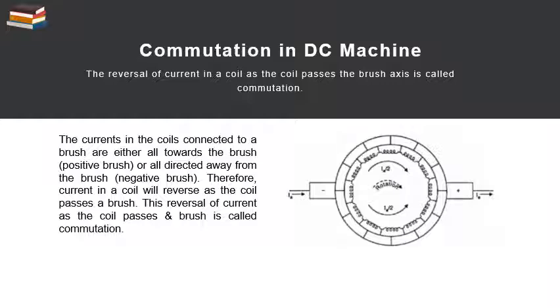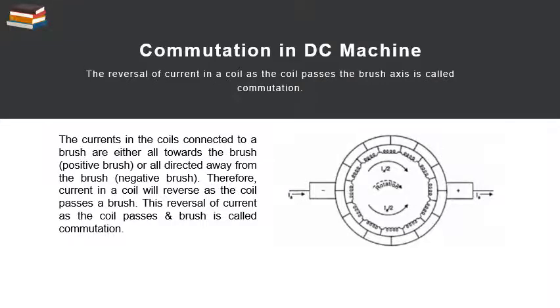So the currents in the coils connected to the brushes are either all directed towards the brush, meaning positive brush, or all directed away from the brush, meaning negative brush. Therefore, current in a coil will be reversed as the coil passes a brush. This reversal of the current as the coil passes a brush is called commutation.